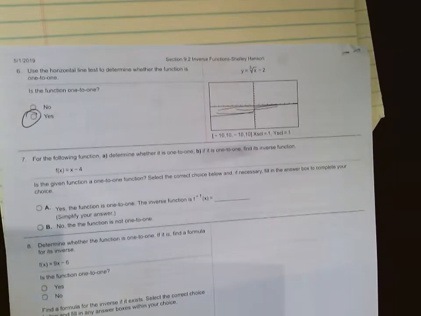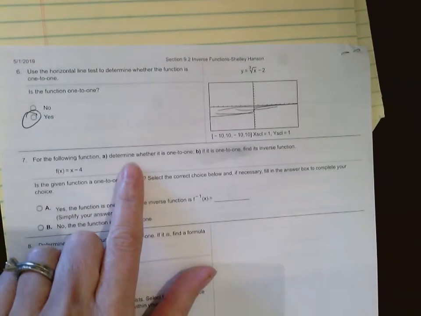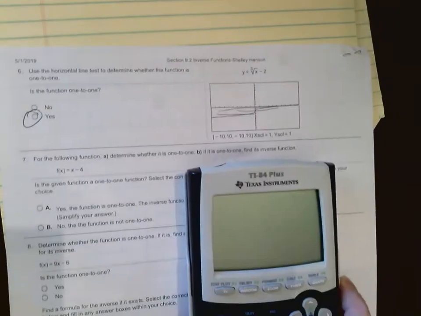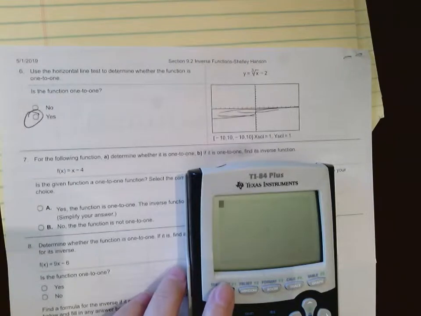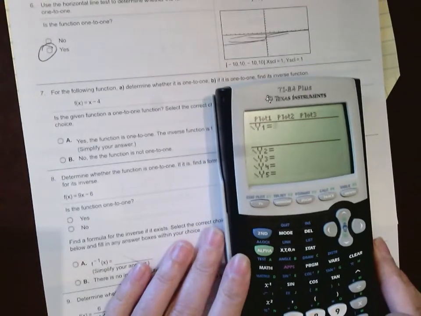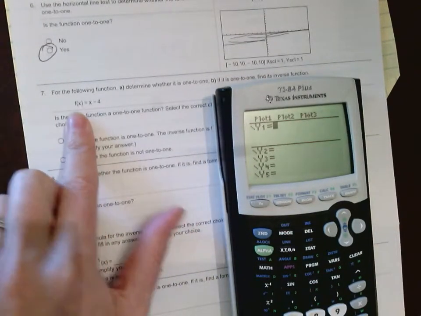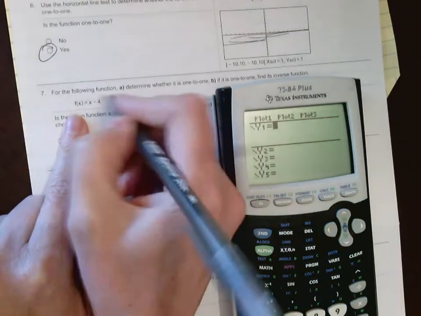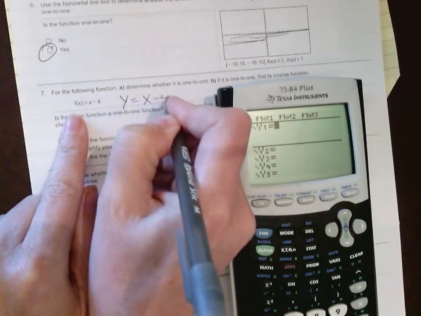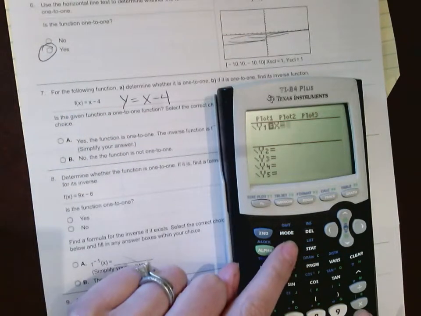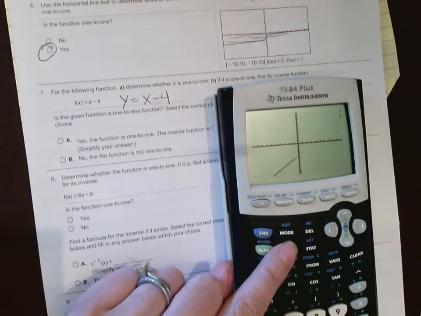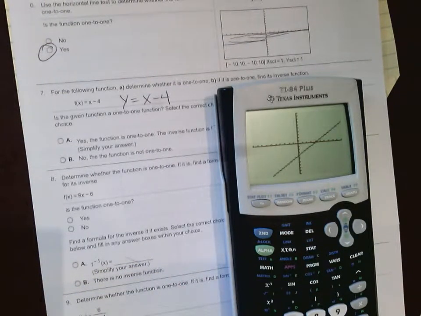Now, starting with number 7, it says for the following function, first of all, determine whether it's one-to-one, which means you can just plug that into your y equals. Turn on, go to y equals, clear it out. So my function is, because f of x means the same thing as y, y equals x minus 4. So I can go to my y equals, put in x minus 4, and then graph it. Well, it's just a straight line. It's a linear function. So yes, it is definitely one-to-one.